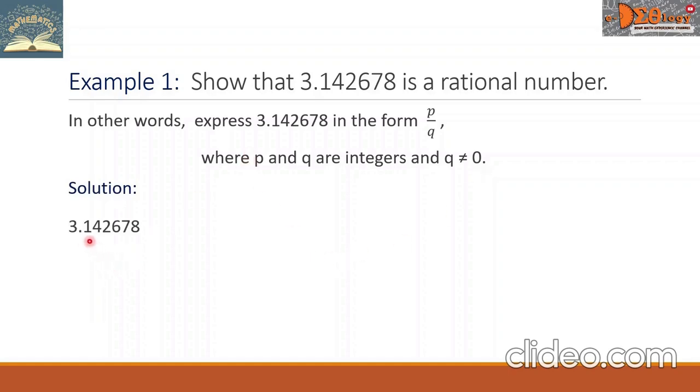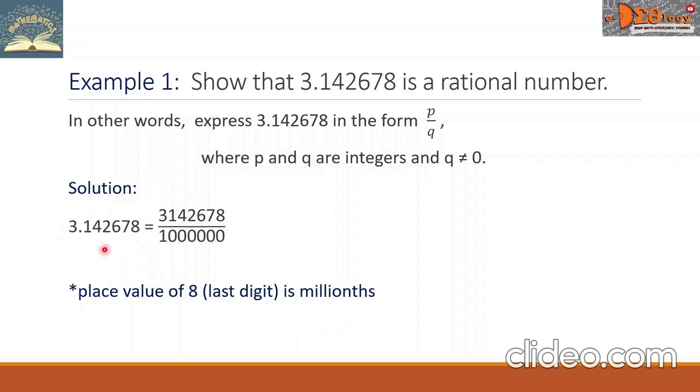We write the value here. Take note that the place value of 8, that is the last digit, is millions. So we write this number on top as numerator without the decimal, and in the denominator we write million. This is the answer.